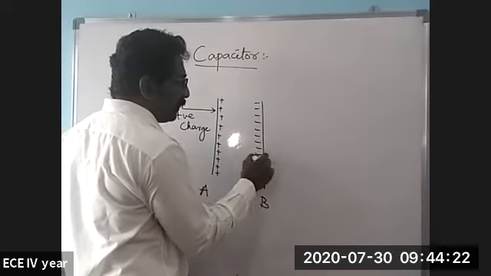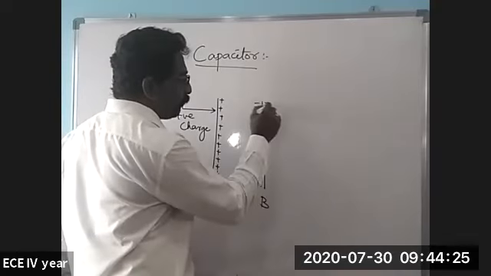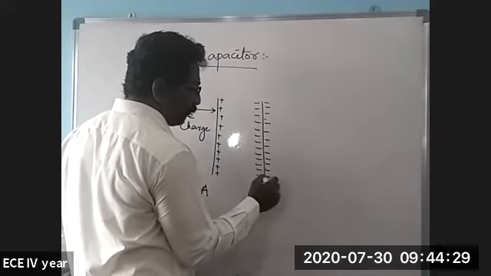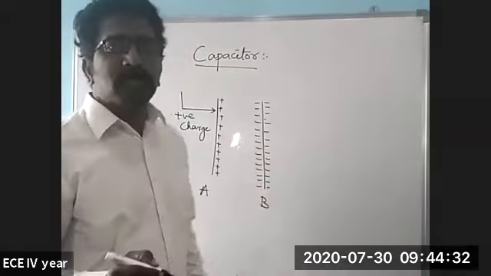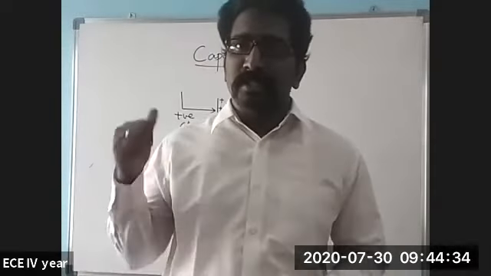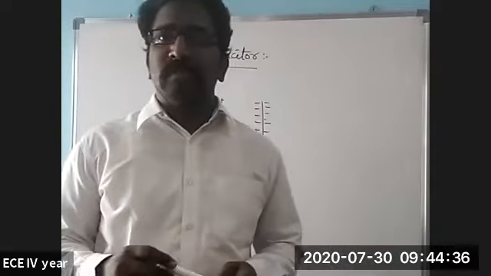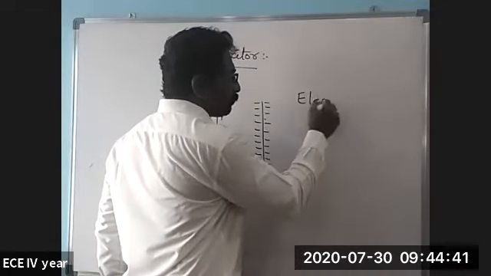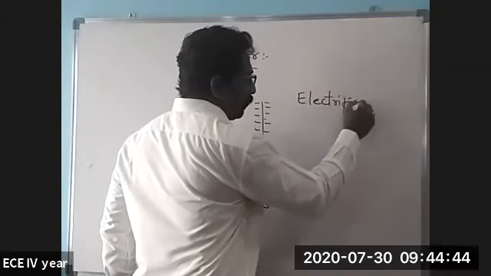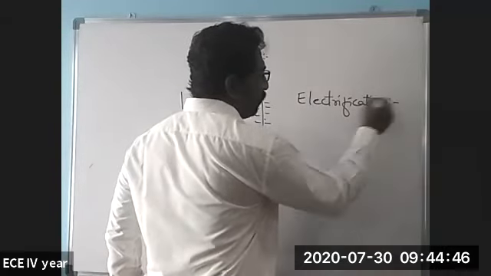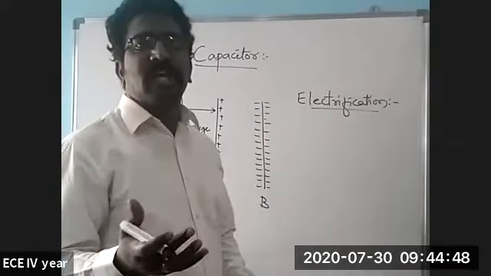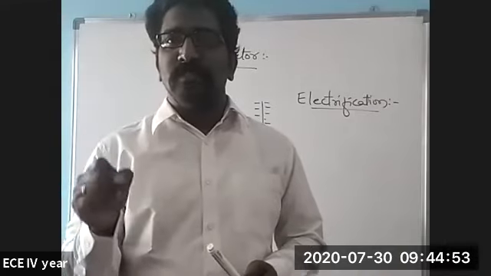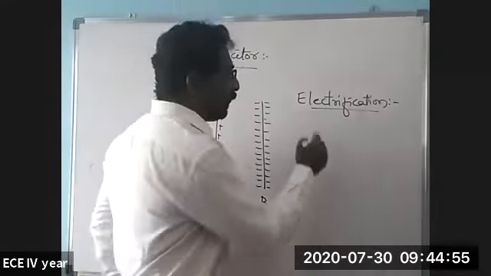Can anyone tell how it becomes negatively charged? This is the basics of physics. In physics, you might have studied a process called electrification. Electrification is a method of charging an uncharged body. There are three different kinds of electrification.